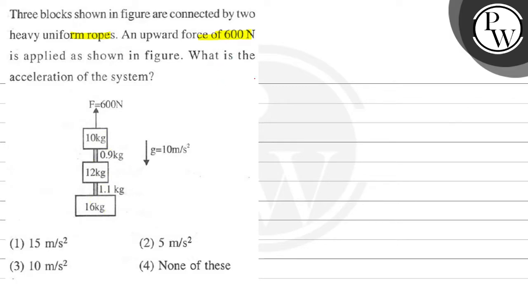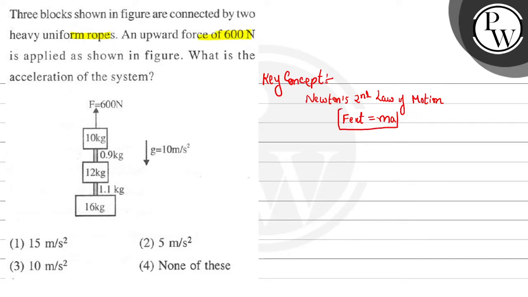First of all, we need to find the key concept. So what is the key concept that will be used here in this question? So the key concept is what? In this question, we can use Newton's second law of motion, in which we can say that F external is equal to mass into acceleration of the system. So total mass into acceleration of the system. So let's use this equation.